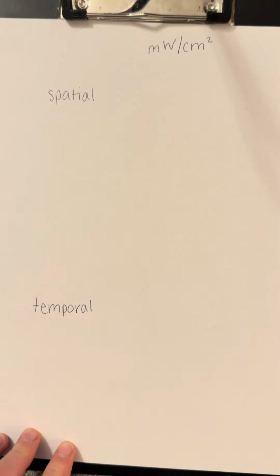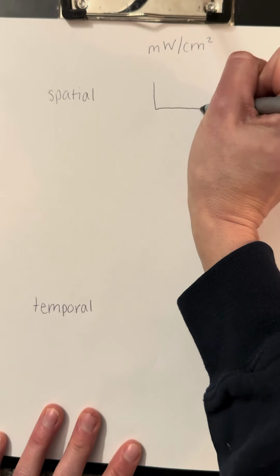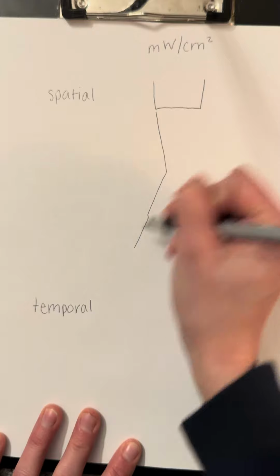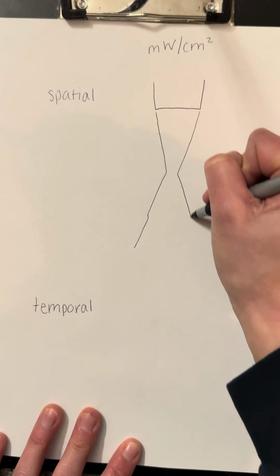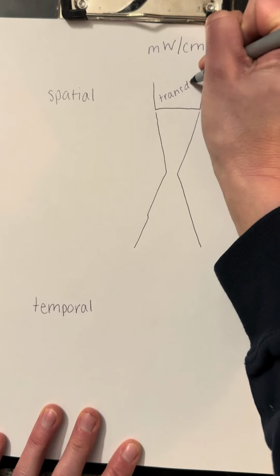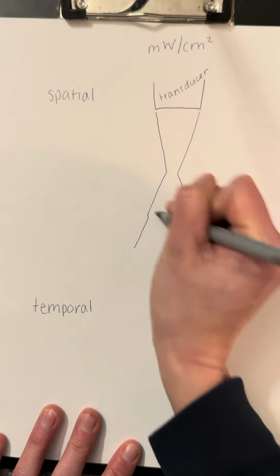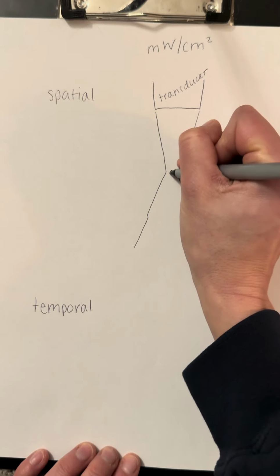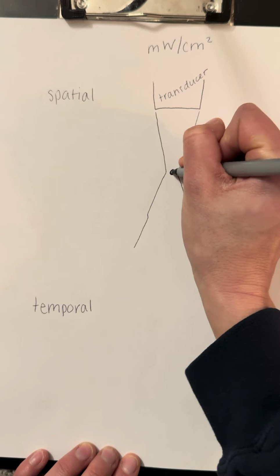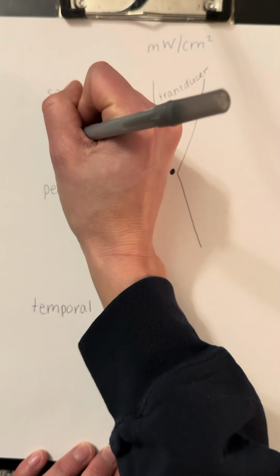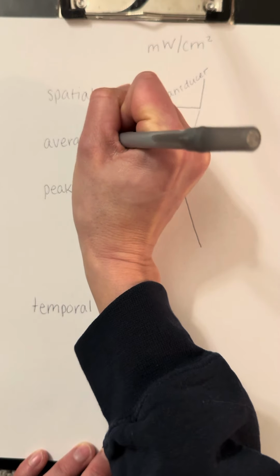When we talk about space, we're talking about where physically in an ultrasound beam we are measuring the intensity. A beam is going to have this hourglass shape because we focus our beam for ultrasound. So this is our transducer. And we're going to talk about where in this picture are we actually measuring our intensity. We can measure it at the most intense spot, which is right here at the focus, called the peak. Or we can measure the average of our beam.